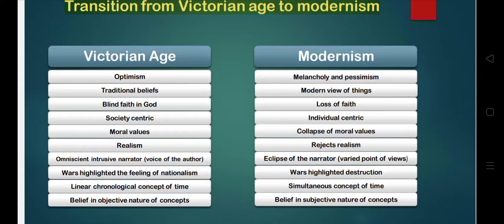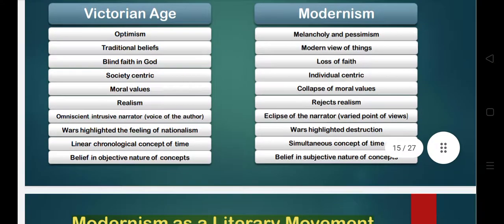In the Victorian age we saw traditional beliefs, in the modern age modern views of things. Victorian age had blind faith in God, whereas in modernism there was loss of faith, and because of scientific inventions they didn't accept anything which is beyond their understanding or beyond scientific proof. The Victorian age was society centric, and the modern age was individual centric. Moral values were there in the Victorian age, whereas in modernism there was a collapse of moral values. And realism was there in the Victorian age, whereas in modernism they reject realism.